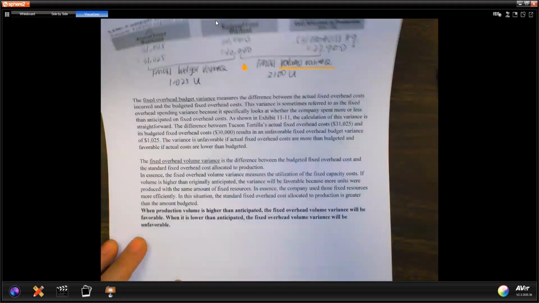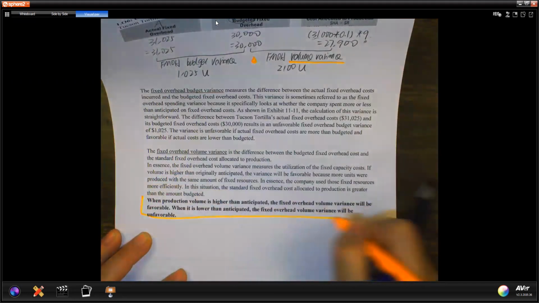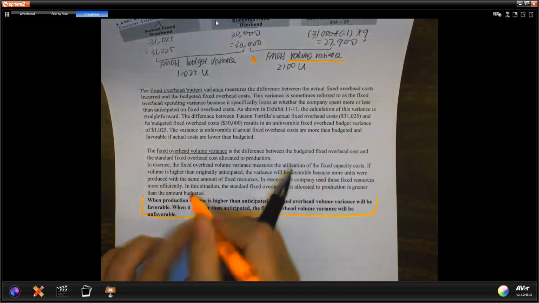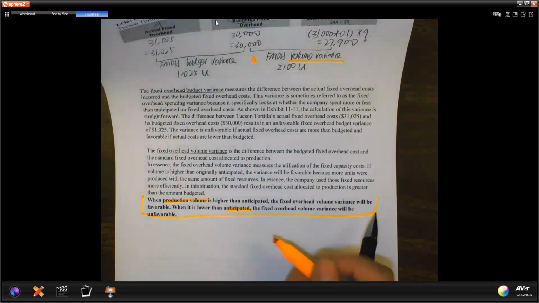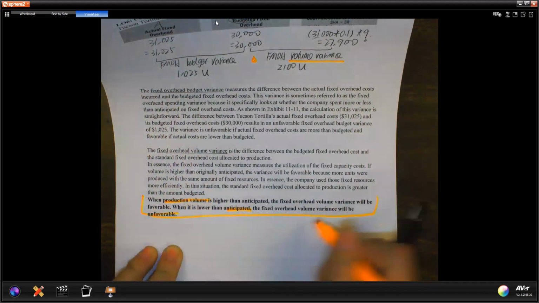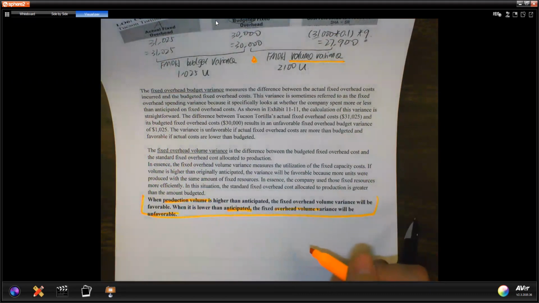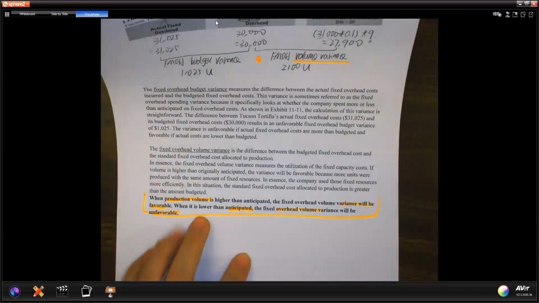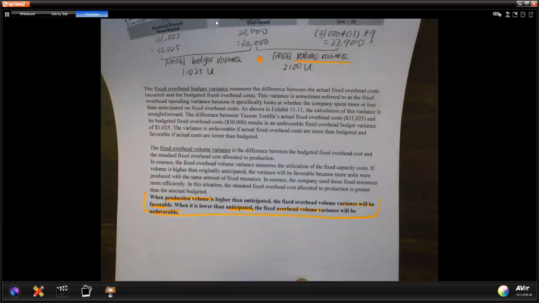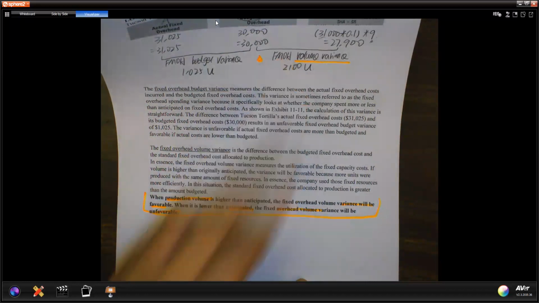So make sure you memorize this sentence. When our production volume, which is 31,000, is lower than expectation, 33,000, we will have an unfavorable volume variance. Then if you produce more, let's say you produce 35,000 and your expectation is only 33,000, then you will see a favorable fixed manufacturing overhead volume variance, which is here, right? Make sure you know that. That is all the interpretation I want you to do for the fixed manufacturing overhead.